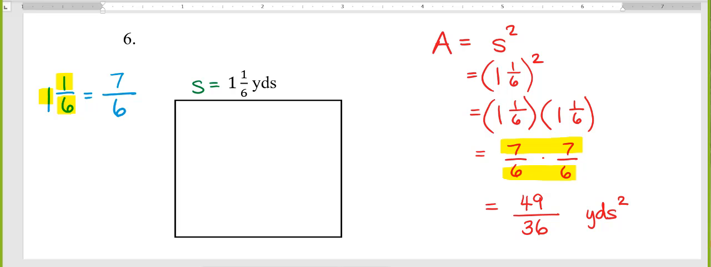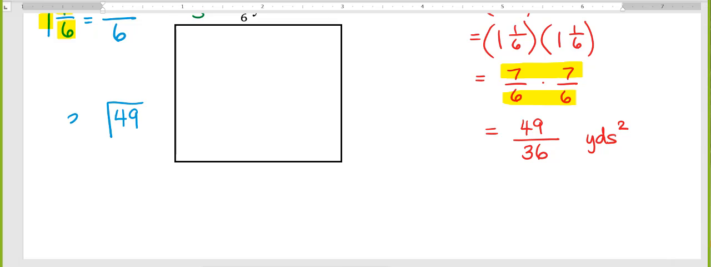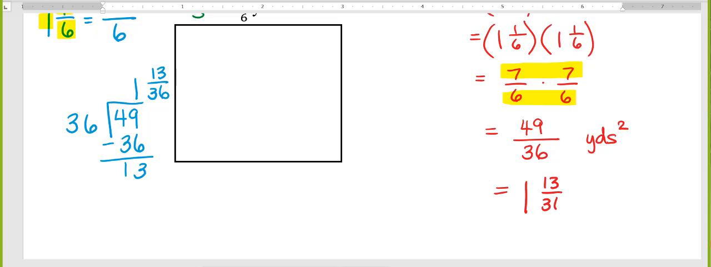If you can't leave it as an improper fraction, you need to come over to the side and do 49 divided by 36. 36 times 1 is 36. Do the subtraction. 9 minus 6 is 3. 4 minus 3 is 1. So my mixed number becomes 1 13/36. So another way to write this answer as a mixed number is 1 13/36 square yards.